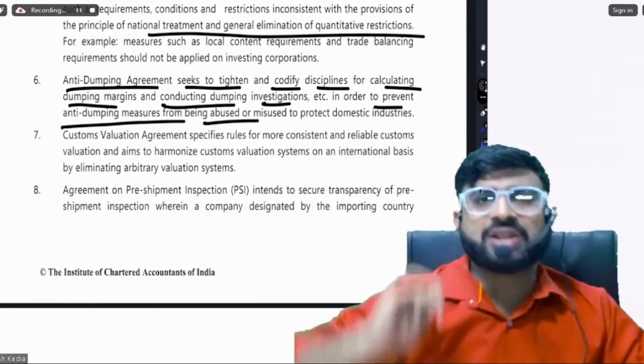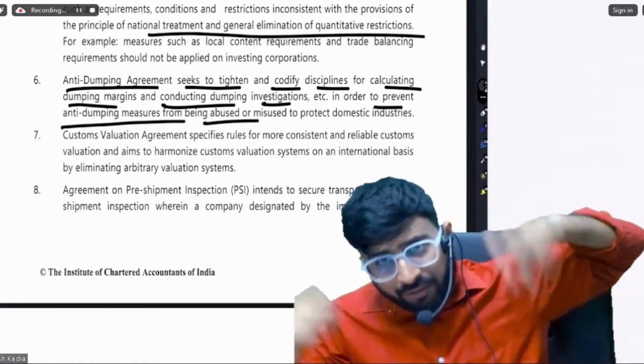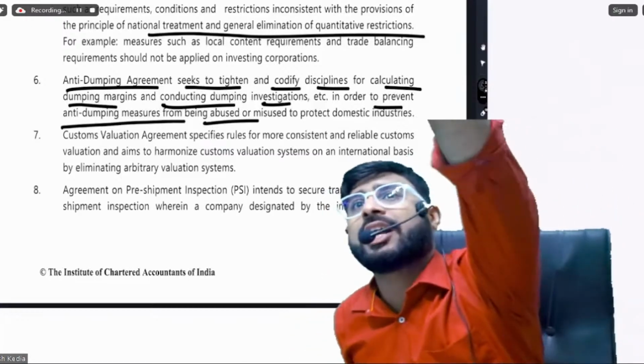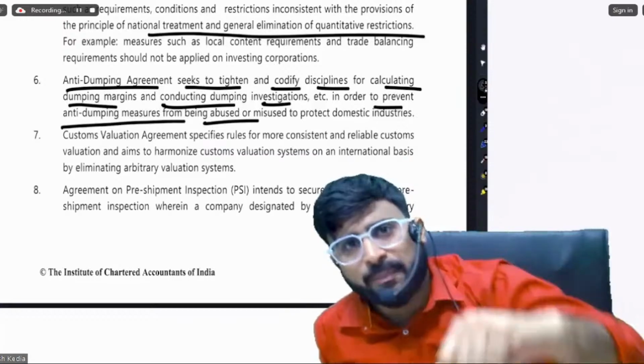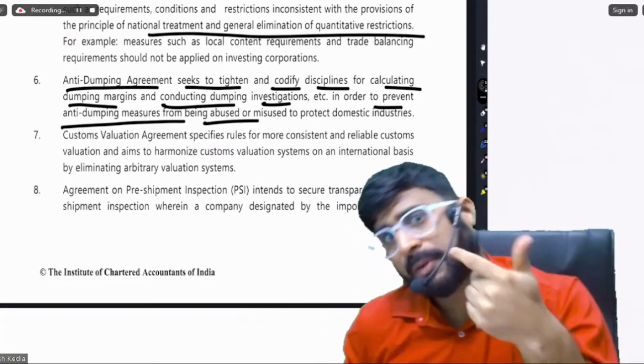Now, suppose the opposite country is not really dumping, but our country, India, tells that no, they are dumping. So I will impose anti-dumping duty. That is wrong. Anti-dumping duty should not be misused.